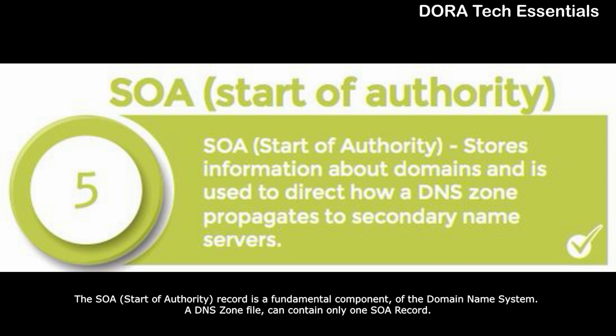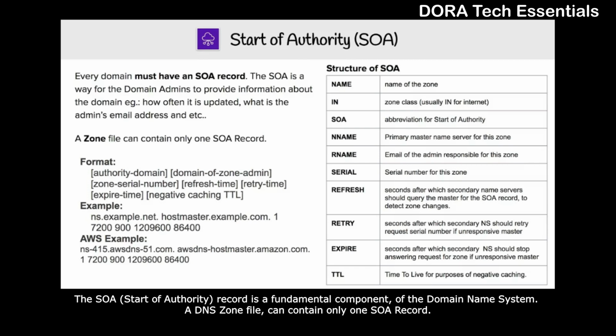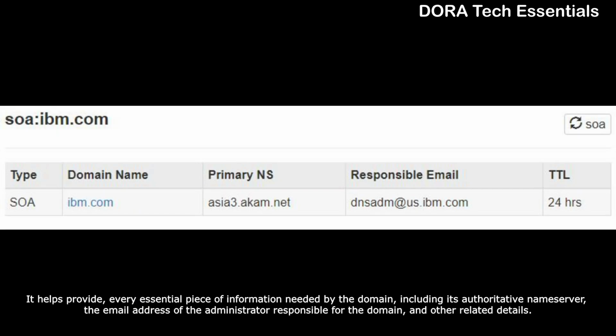The SOA, Start of Authority, record is a fundamental component of the domain name system. A DNS zone file can contain only one SOA record. It helps provide every essential piece of information needed by the domain, including its authoritative name server, the email address of the administrator responsible for the domain, and other related details.